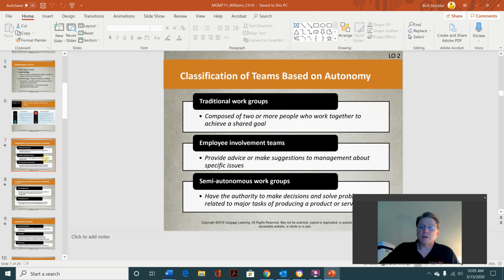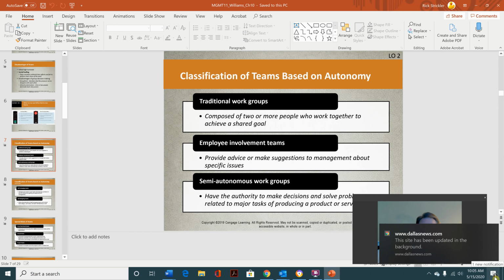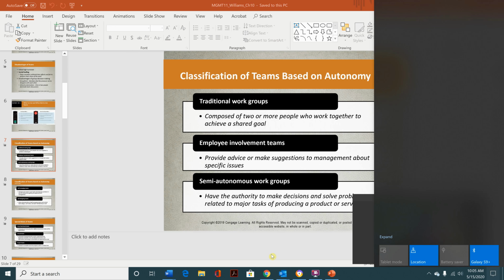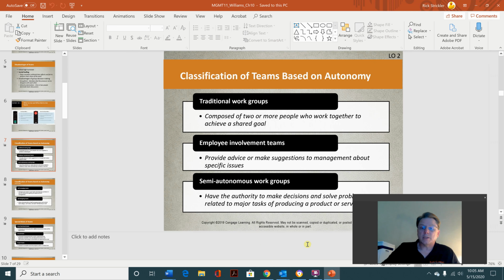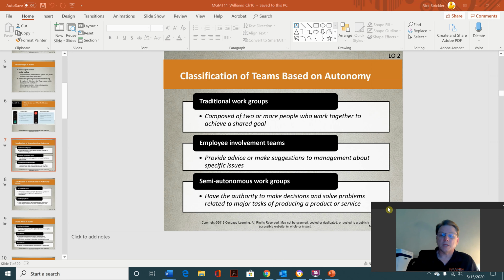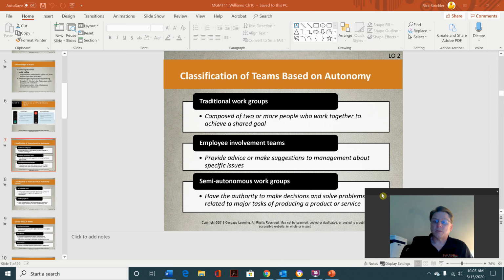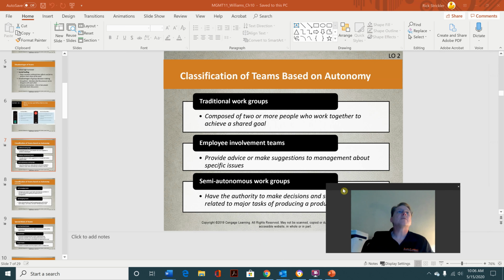Classification of the team based on autonomy. You have traditional work groups, two or more people working together to achieve a goal. Employee involvement, provide advice or make suggestions to management, more like consulting. And then semi-autonomous work groups, and they have authority to make decisions and solve problems related to major tasks in producing a product or service.